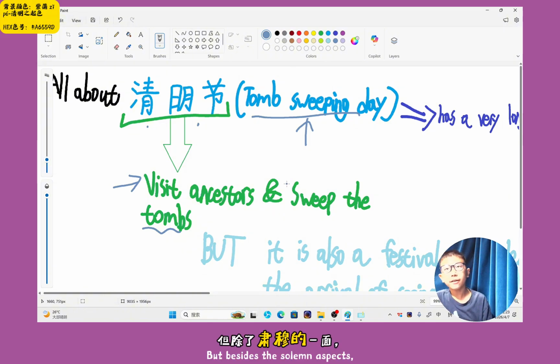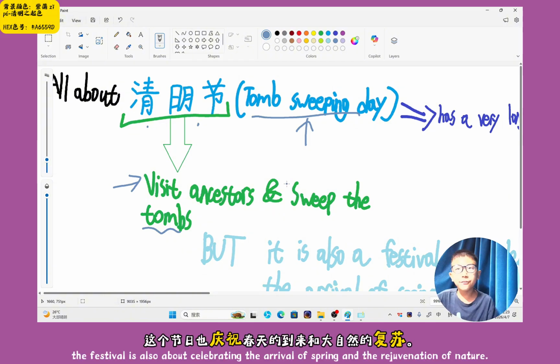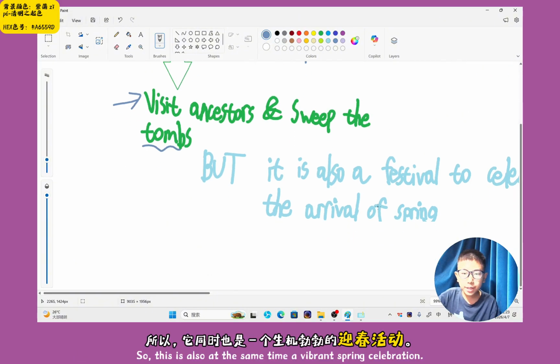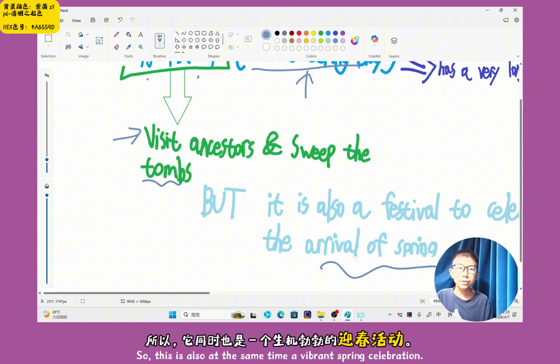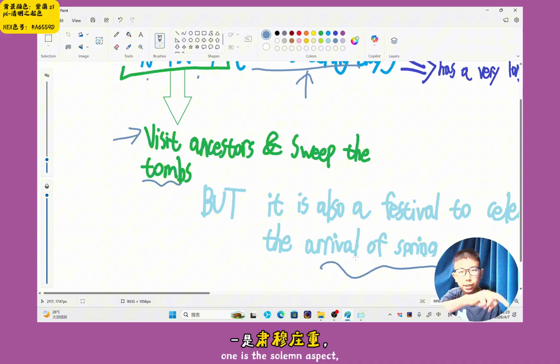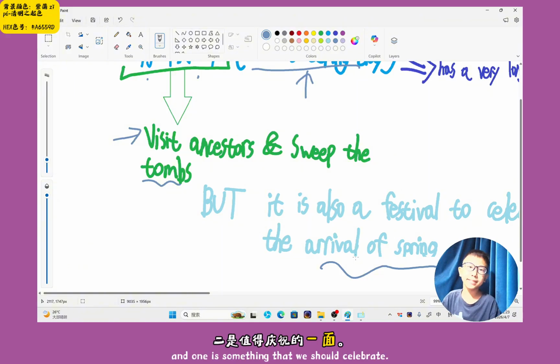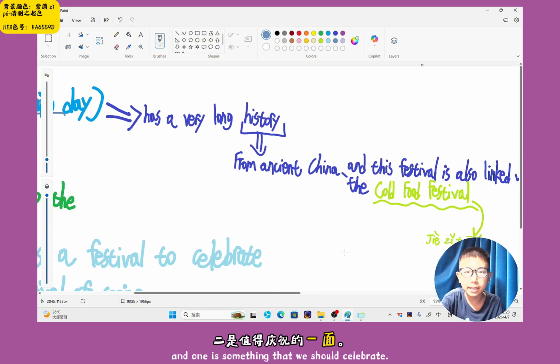But besides the solemn aspects, the festival also celebrates the arrival of spring and the rejuvenation of nature. So there are two aspects of it: one is the solemn aspect, and the other is something that we should celebrate.